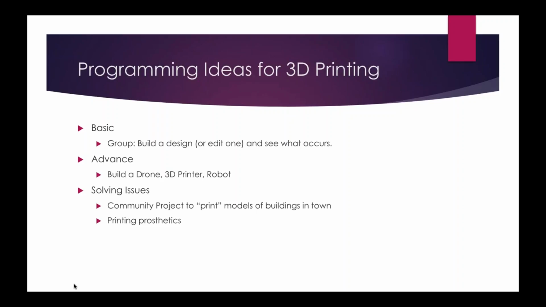The other one is solving issues with 3D printing. Have the community do a community project. Everyone has to print a model of the town, and so now you have a 3D replica of your community. Other libraries are printing prosthetics, printing out arms and so forth from their library space.